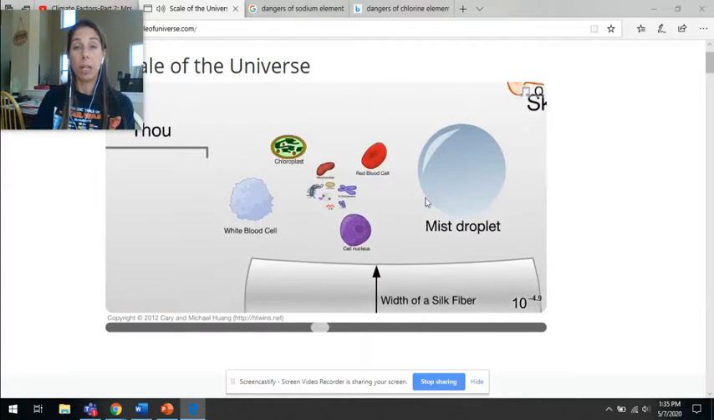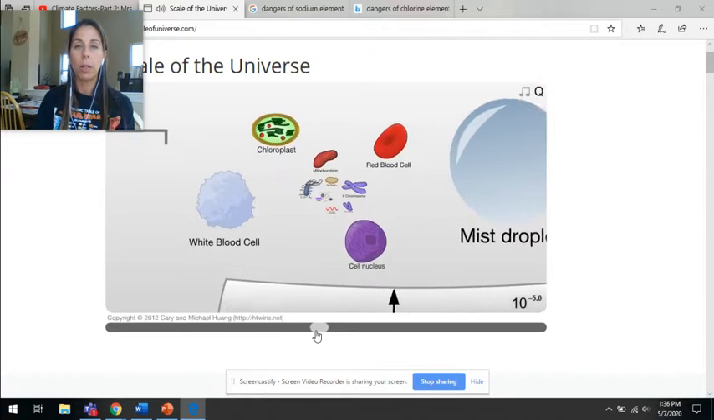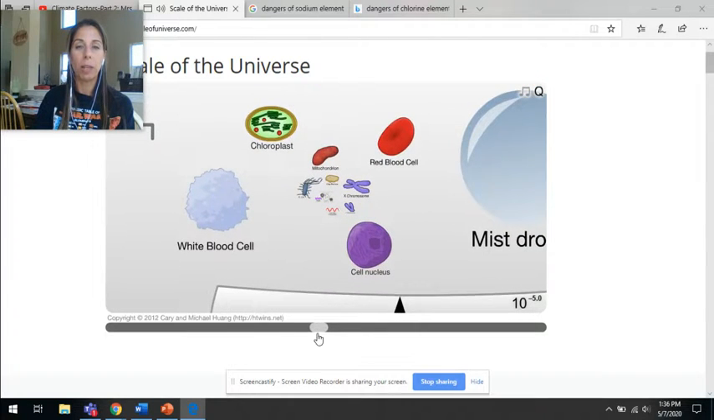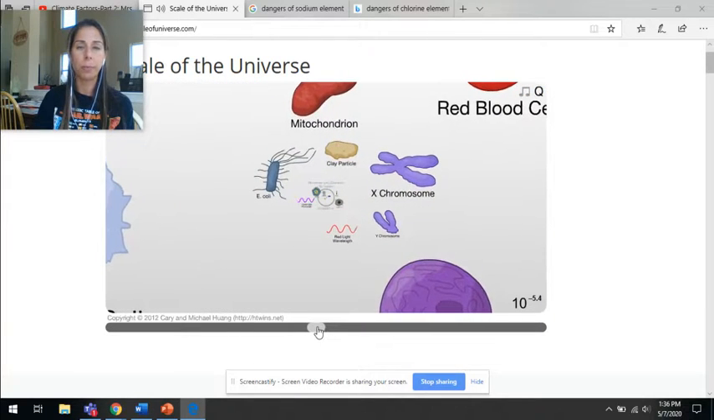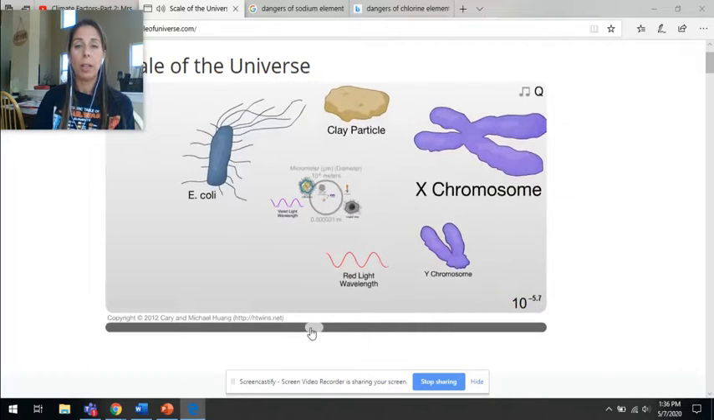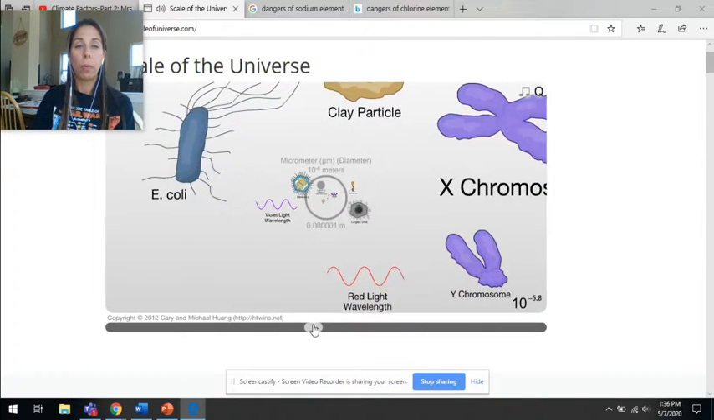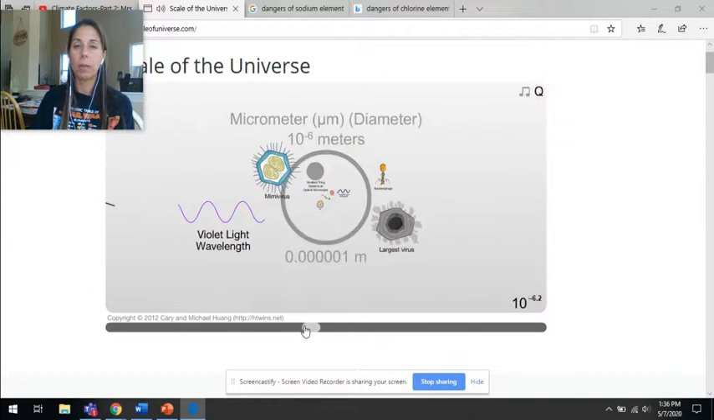And the virus being on that mist droplet. I'll show you that in a little bit too. You get into the cell nucleus, the red blood cells, chloroplast. The parts of a cell are really small. Red wavelength is larger than the violet wavelength. We talked about the sizes of these wavelengths last semester.